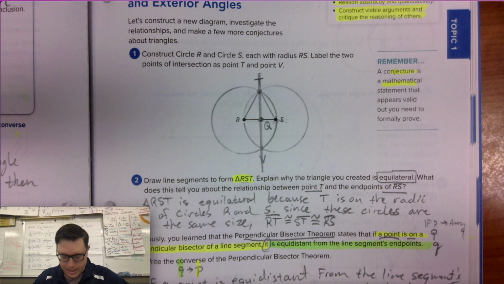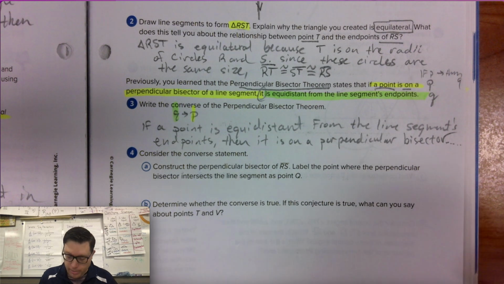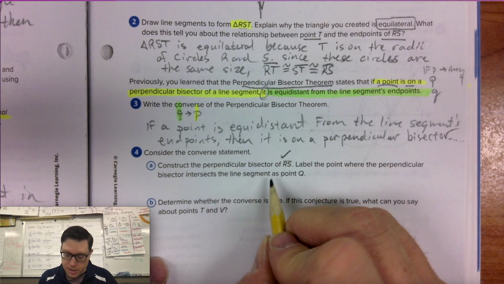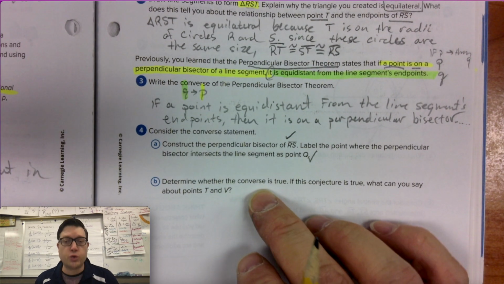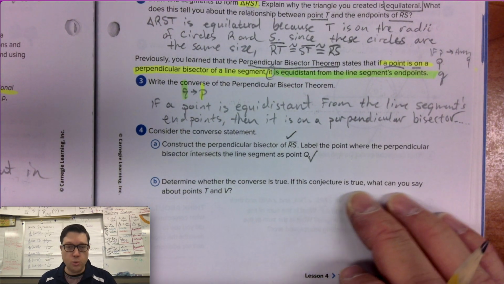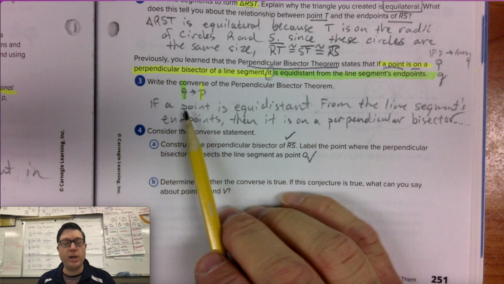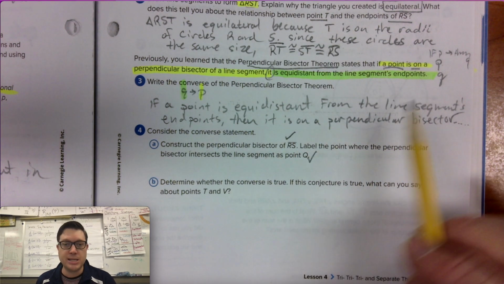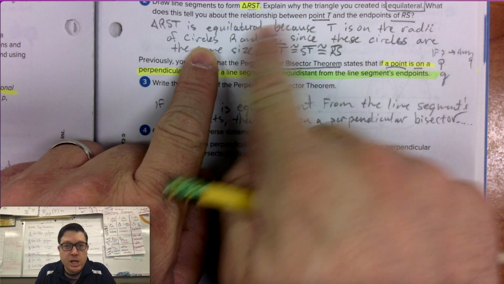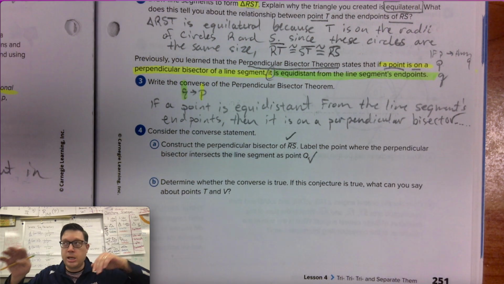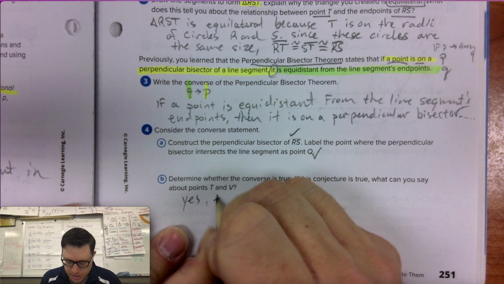All right, now let's go back to 4A. Construct the perpendicular bisector, check. Label the point where it intersects the line segment as point Q, check. Determine whether the converse is true. If this converse is true, what can you say about points T and V? Remember, the converse says if a point is equidistant from the line segment's endpoints. Yeah, that happened. We created an equilateral triangle. Equilateral, equidistant, it all lines up. So, yes, the converse is true.